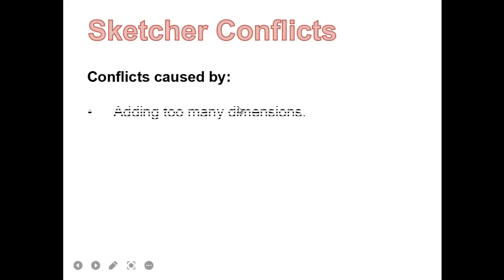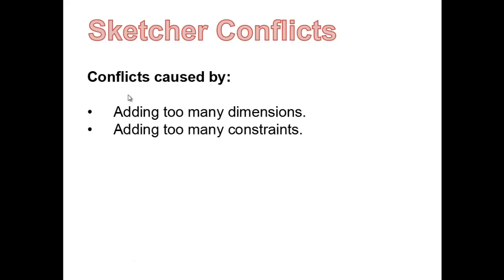So in today's session we are going to see about sketcher conflicts. I think we already discussed a little bit about this in the previous session, but today we are going to see it in detail. The sketcher conflict is nothing but, if you apply any additional dimensions, you will get an error. That is called a sketcher conflict. It is caused by adding too many dimensions, more than the design intent.